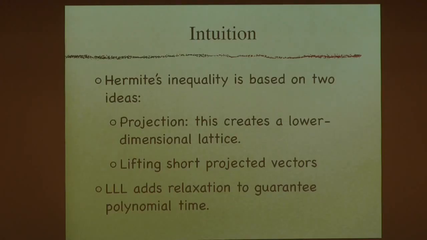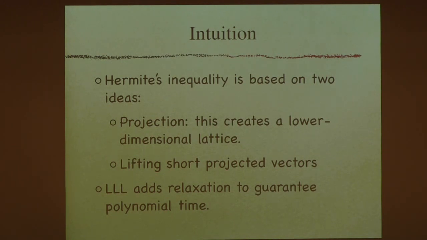I'm not going to describe the algorithm itself. I'm just going to say what the intuition behind it is. There are two big ideas in Hermite's inequality. The first one is projection. By projecting a lattice over a suitable space, you create a lower dimensional lattice. You have to do it carefully because usually a projection of a lattice may not be a lattice. But if you choose your projection suitably, you have a lower dimensional lattice. So you try to solve your problem in this lower dimensional lattice, but you have to come back to your original problem. So you have to lift a short projected vector. That's the second idea behind Hermite's inequality.